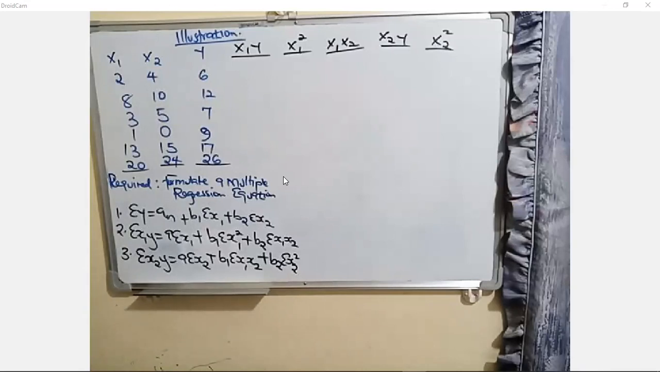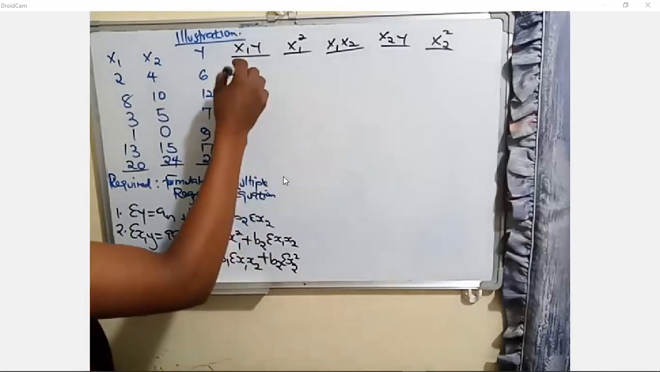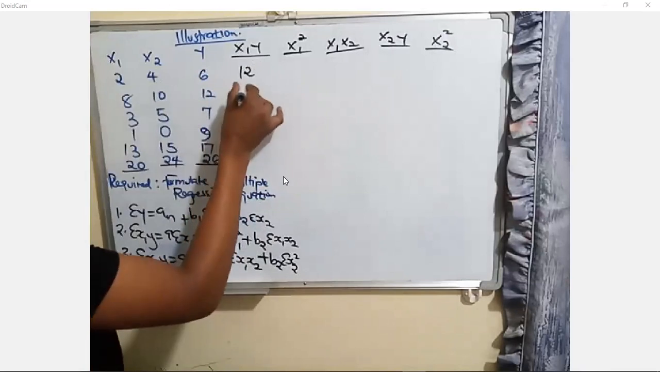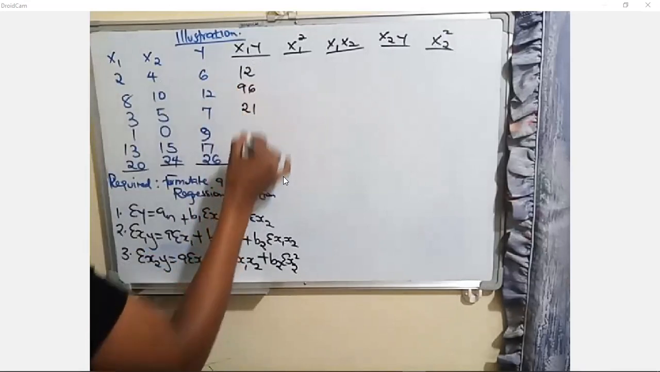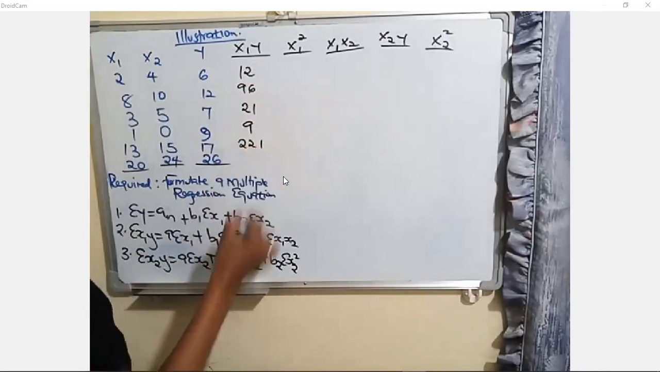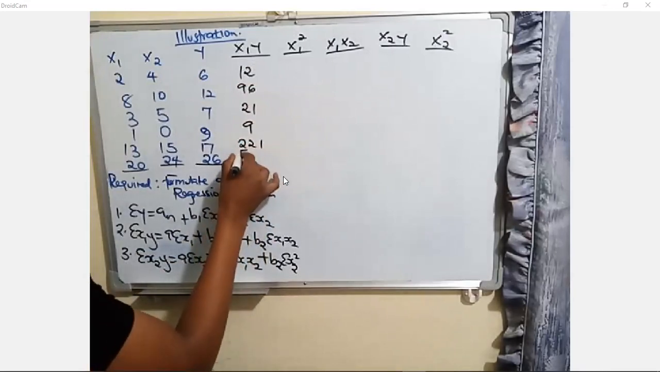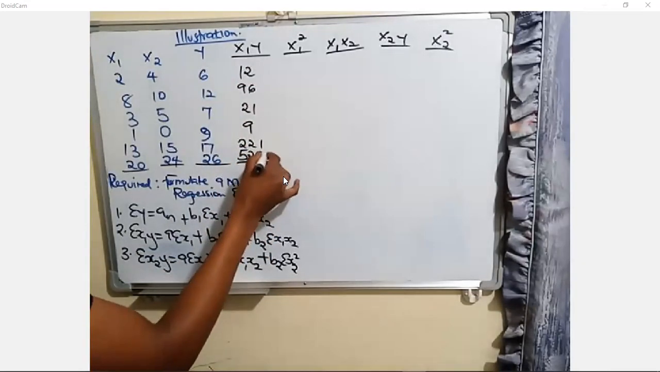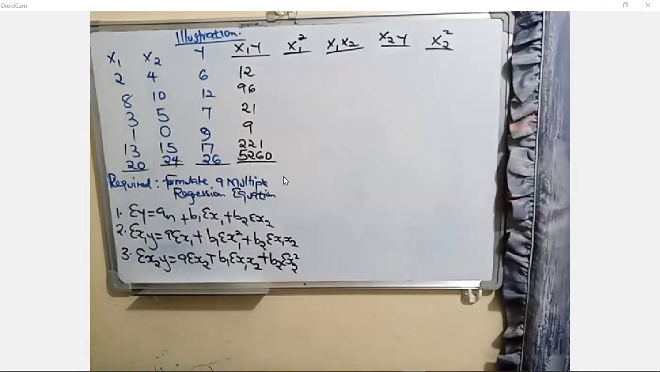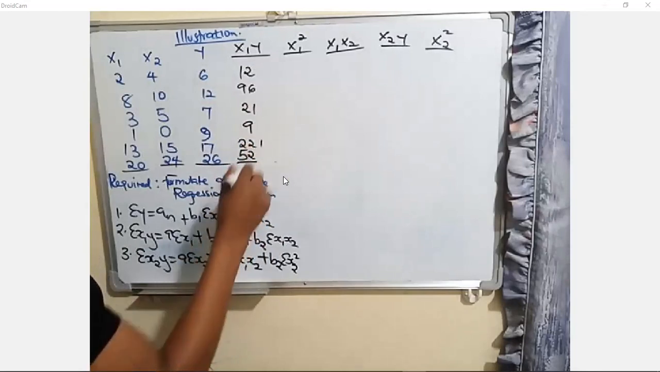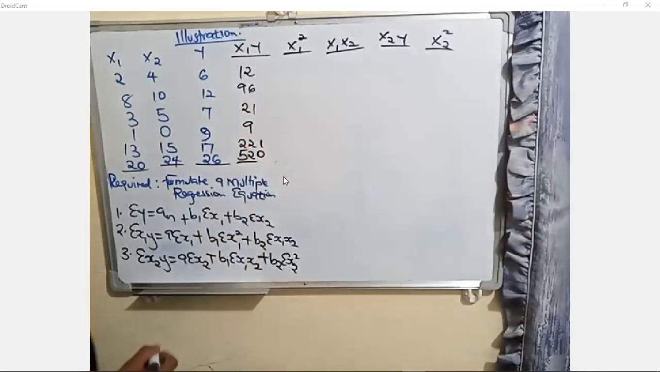12, 96, 21, 92, 210, 520, 526. Thank you. X1 squared? 520. Yes. Thank you.